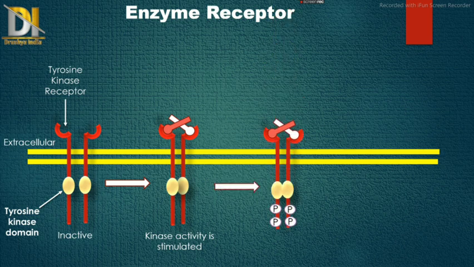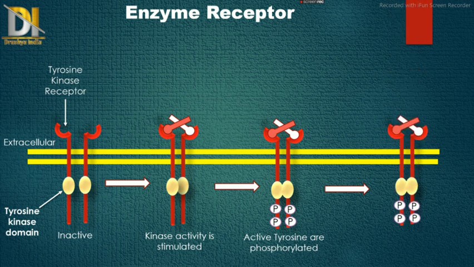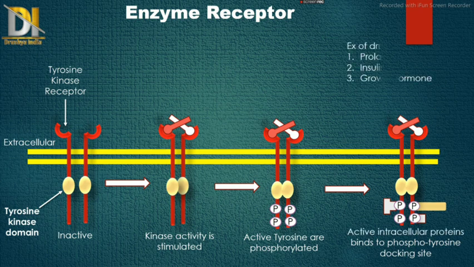Then this dimer gets phosphorylated, meaning currently it is in an active state. And the last step in this enzyme receptor is that this phosphorylated receptor binds to the proteins which are present intracellularly. So this was the enzyme receptor.